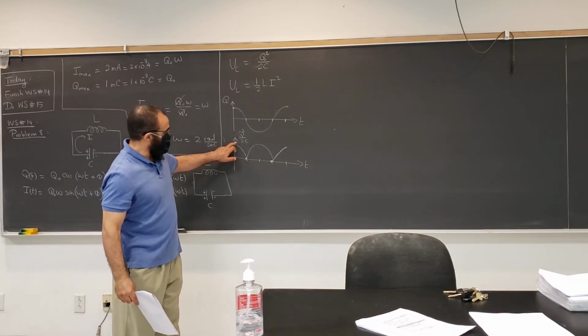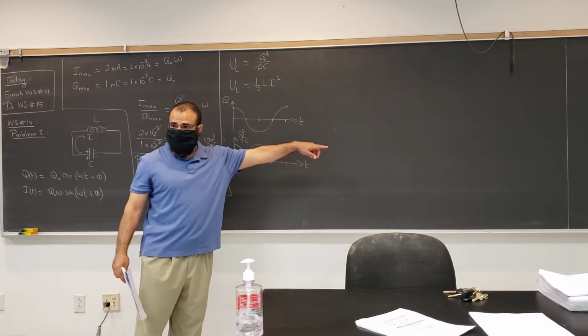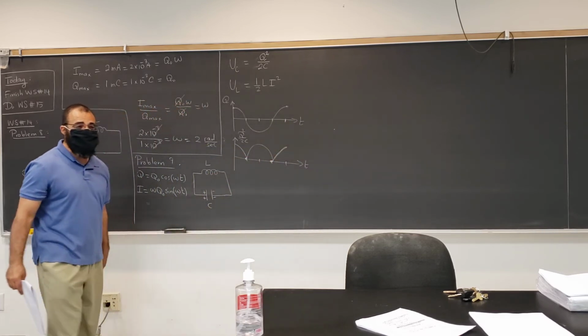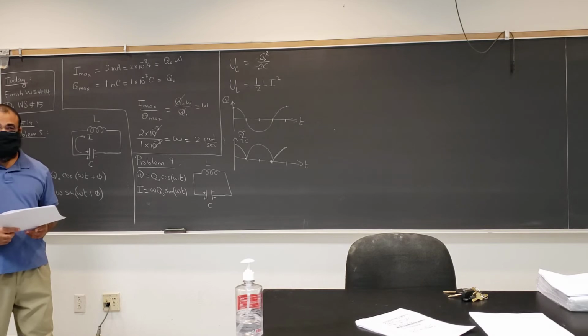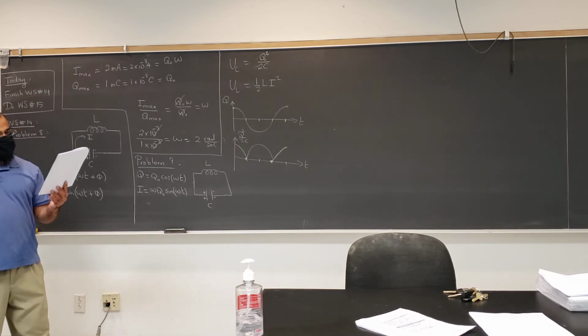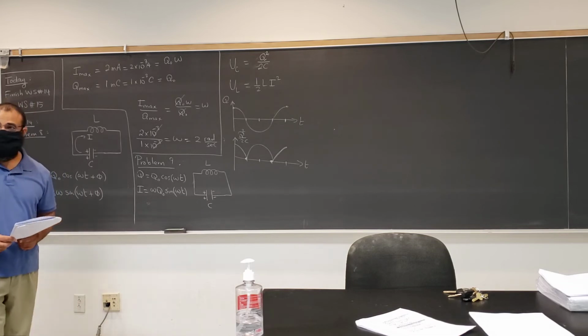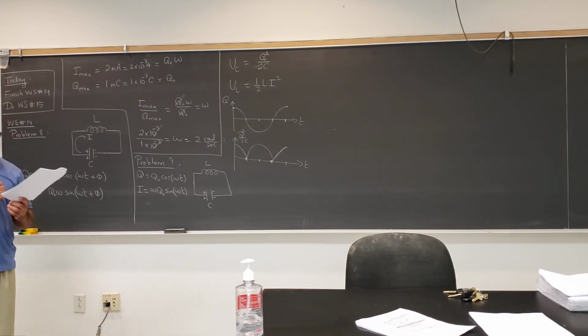If you start here, and that's here, and then here, you start counting again for the next period. So you get it twice per period. The energy is maximum twice per period, so the frequency at which the energy stored in the capacitor oscillates is twice the frequency, twice the omega. So it's true. Part A is true. How about B?